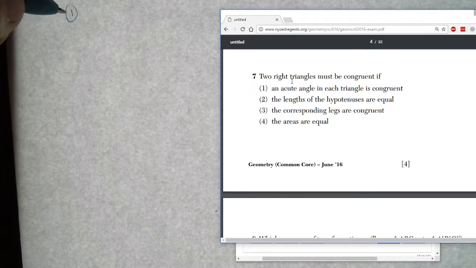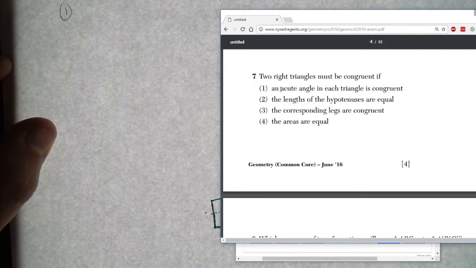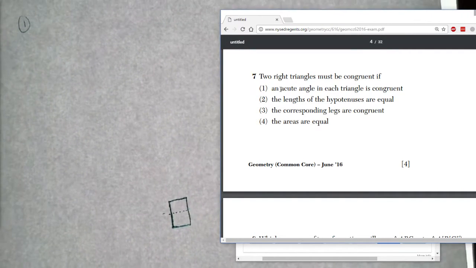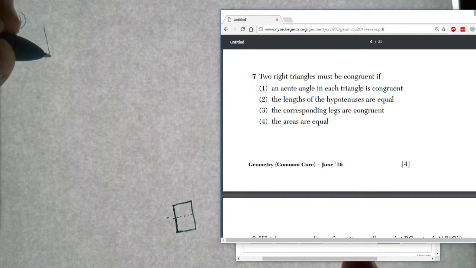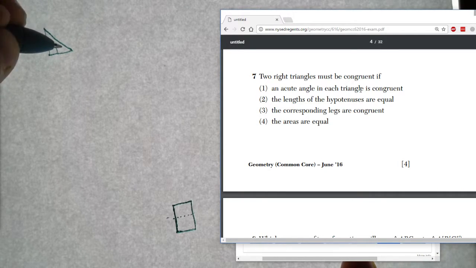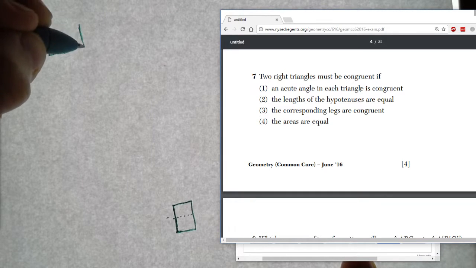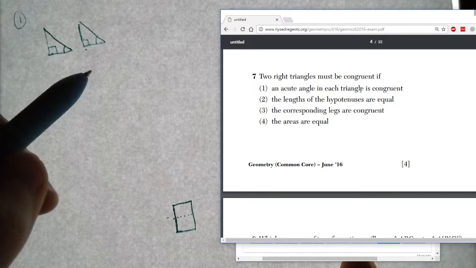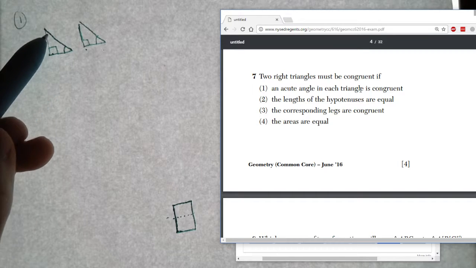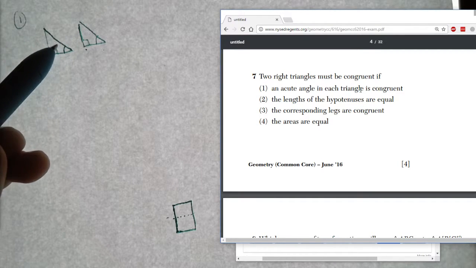An acute angle. This is saying it must be congruent if... I'm going to try to draw pictures that make them not congruent, because if I can draw a picture that shows that they're not congruent, then I know that that's not the right answer. So, an acute angle in each triangle is congruent. You might be tempted to draw a right triangle, so I need to have a right angle. And then you're going to say, well, if this angle is equal to that angle over there, I've got 90 and 90. This angle over here with this angle over here, well then 180, these angles must all be equal. And you might be thinking that they're congruent.